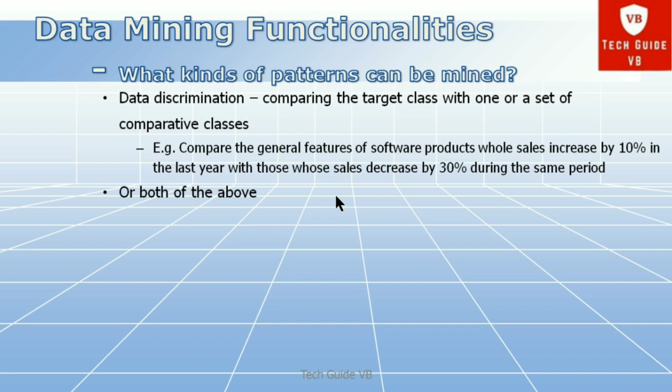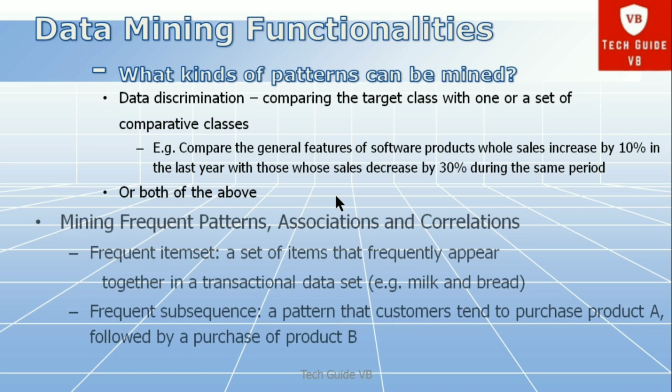And data characterization is the summarizing, and data discrimination means the comparison. So there are different data mining functionalities. The second functionality is mining frequent patterns, association and correlation. That is, we are finding the frequent item sets. So what is a frequent item set? A set of items that frequently appear together in a transactional data set.